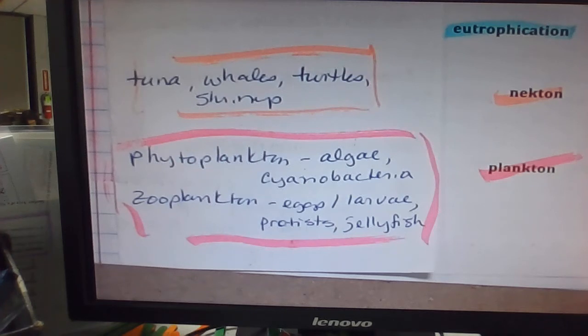Okay, grab yourself a highlighter. Box in the appropriate examples, match them with your vocab terms.